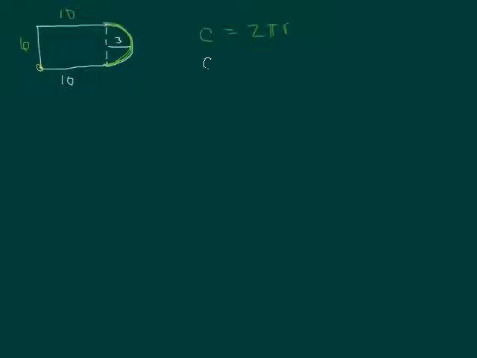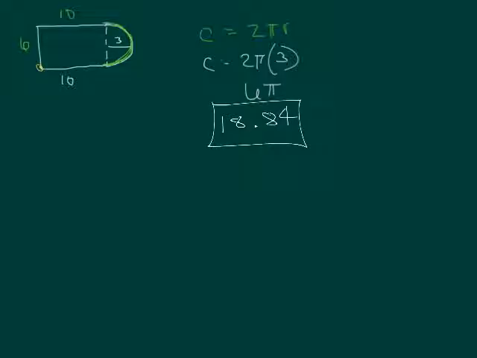So our circumference is 2 pi times 3, or 6 pi. And if we were to multiply our 6 times 3.14, we would get 18.84. Now that's the circumference of an entire circle. We only have half a circle, so we're going to take half of that and get 9.42. So it's 9.42 from here all the way around to there.